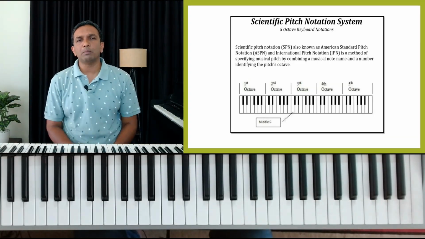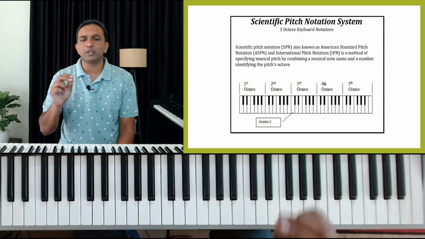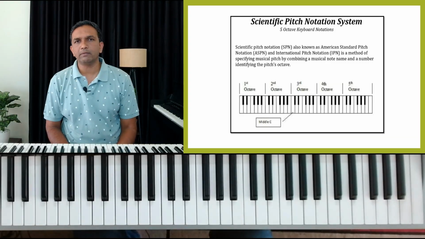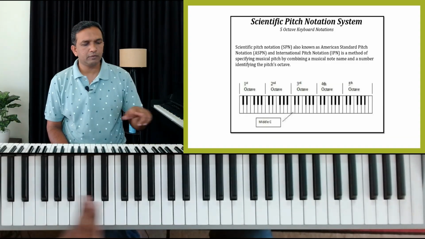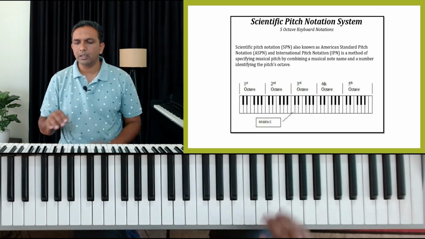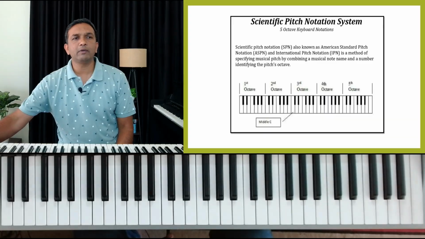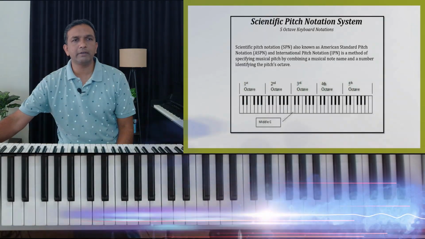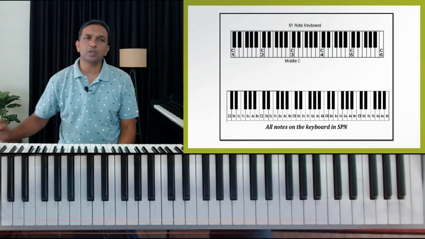To solve this problem, some musicians and teachers got together and introduced SPN, the Scientific Pitch Notation System. It simply gives a number for each octave. For the first octave, give the number 1. For the second, 2. Third octave, 3. Fourth octave, 4. And fifth octave, 5. In your notes, you can see there are 5 octaves, and as you go further, it says to give the numbers for each octave.